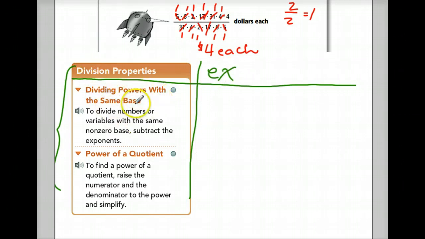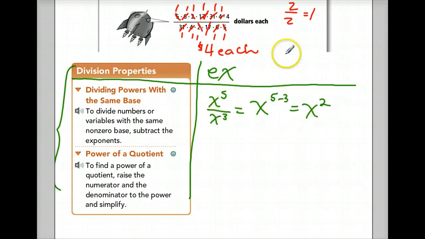So it says dividing powers with the same base. To divide numbers or variables with the same non-zero base, just subtract the exponents. So this is what I'm going to have you do. Here's an example. Let's say it's x to the 5th power over x to the 3rd power. Well, that's going to give me x to the 5 minus 3 power. Well, what is 5 minus 3? It's 2. That gives me x to the 2nd power. And as you saw yesterday, if we wrote 5 x's out up here and 3 x's out down here, we'd have 2 left over, and they'd be on top.